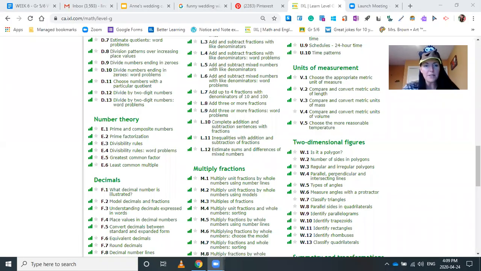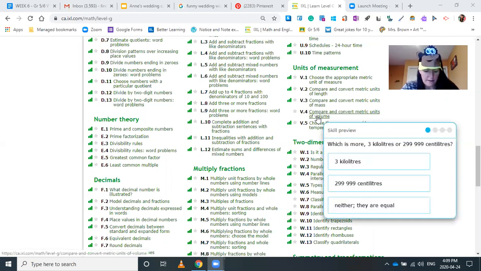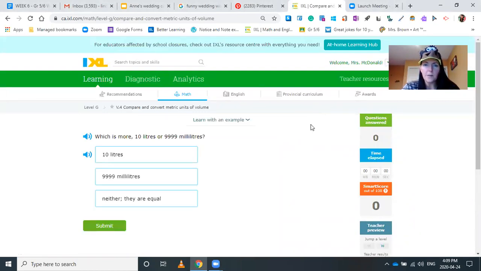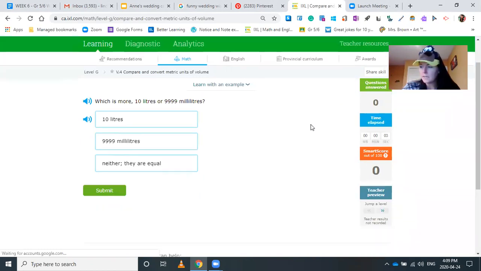We are finishing our section in V, units of measurement today. So let's have a look at V4. We're going to continue comparing and converting, and we can use our table again as a help. I hope that has helped you out a lot as well.